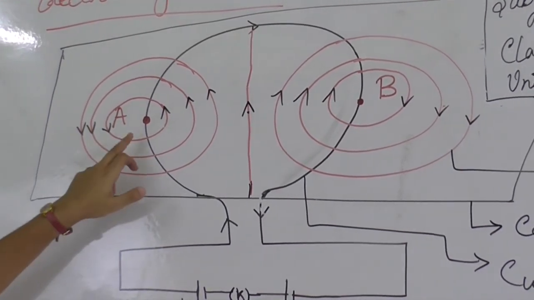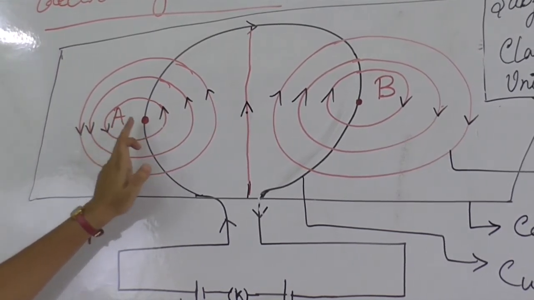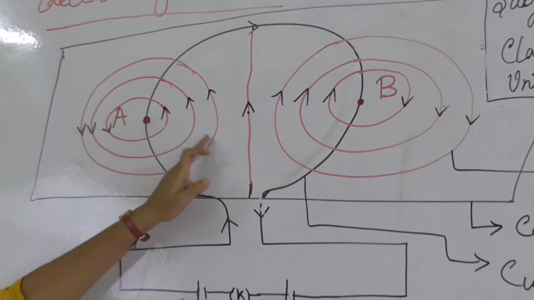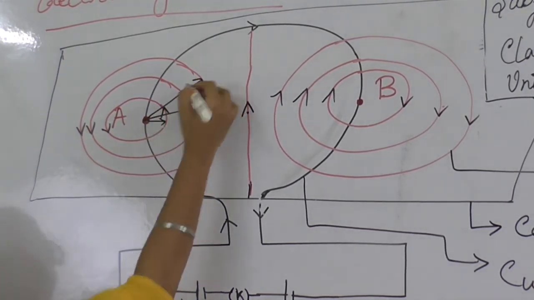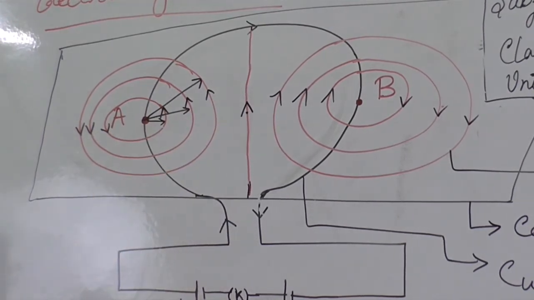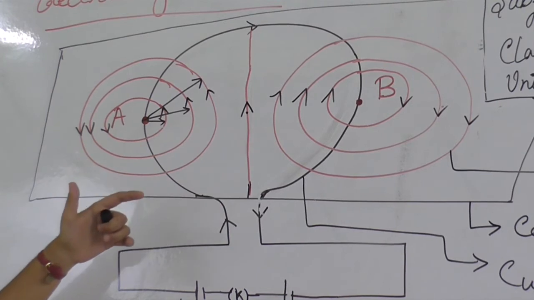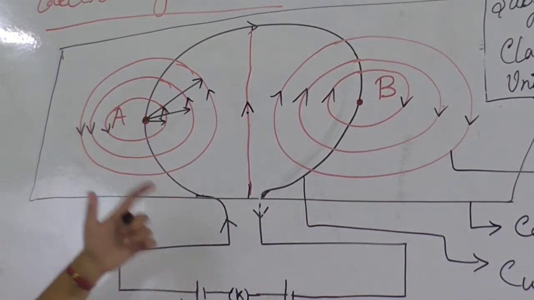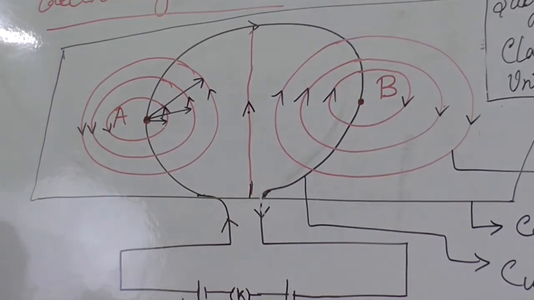You can see that here the radius of the circle is less. As we move away from A, the radius is becoming larger. This is the first one, this is the second one, this is the third one. So, the radius is becoming larger, and magnetic intensity is not uniform everywhere. After a definite distance, magnetic intensity is different. But here at the center, the magnetic intensity is definite, and this is parallel.